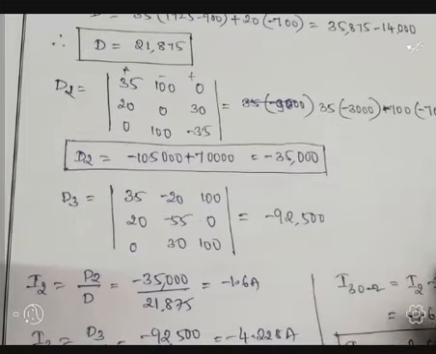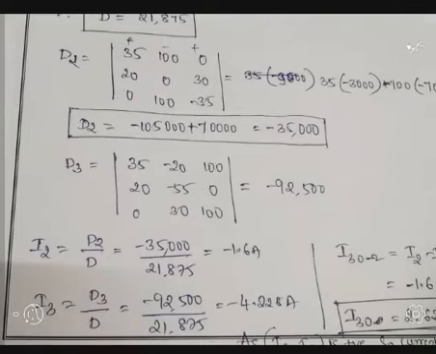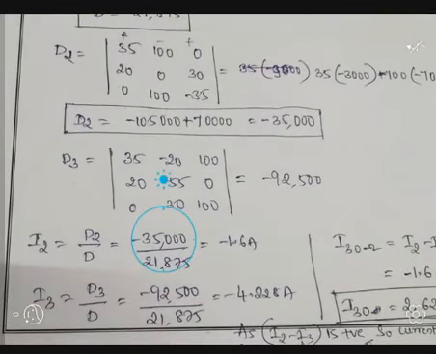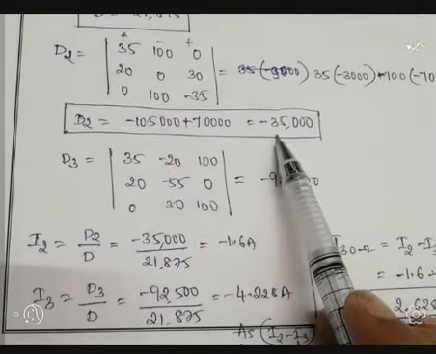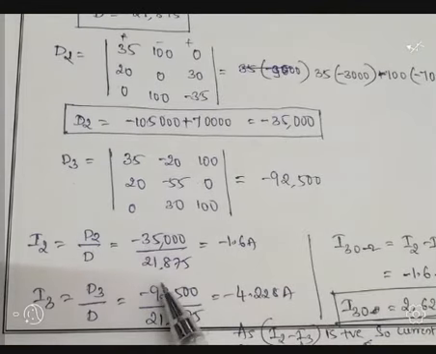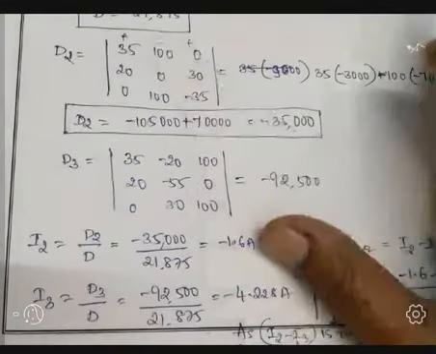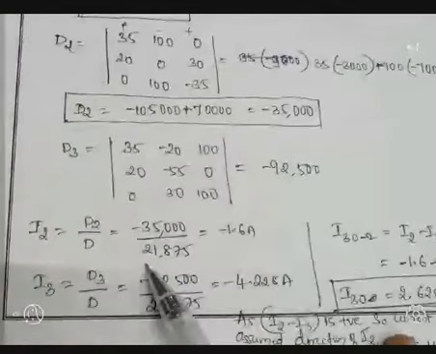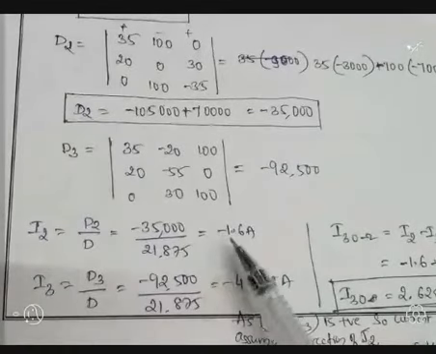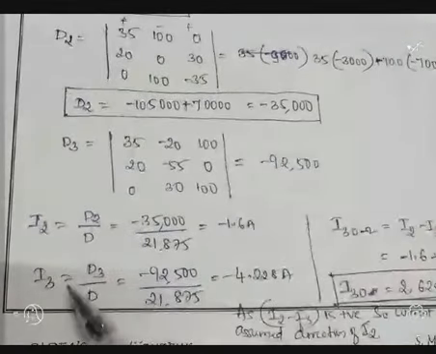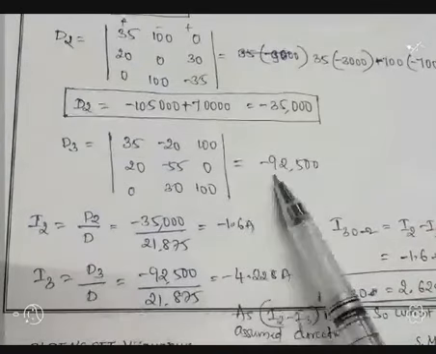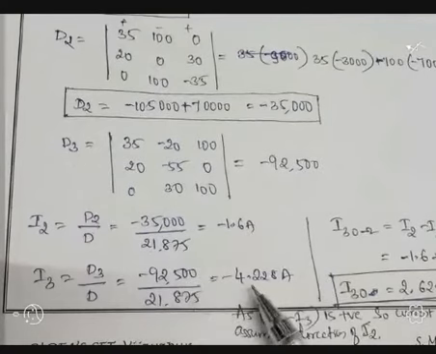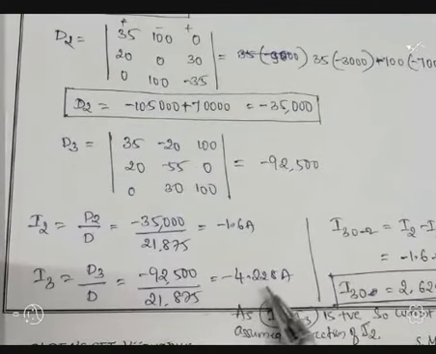The next step is calculation of I2 and I3. I2 equals D2 by D, that is minus 35,000 divided by 21,875. After simplification, the answer is minus 1.6 amperes. Similarly, calculate I3 as D3 by D, that is minus 92,500 divided by 21,875. The answer is minus 4.228 amperes.